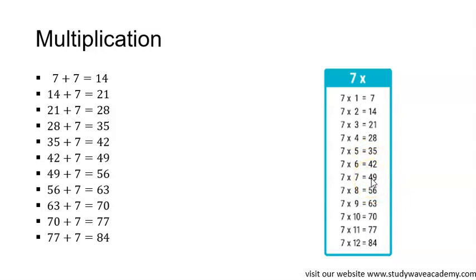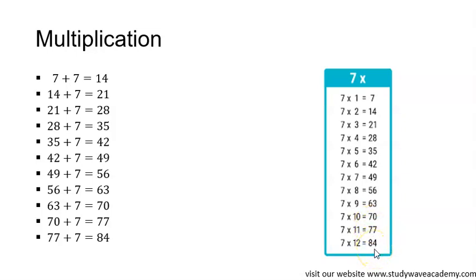Do you understand? 7 times 7, that means 7 plus 7 plus 7 plus 7 plus 7 plus 7 plus 7. Okay? It will give you 49. You have 49. When you add 7 to 49, you're going to have 56. 7 times 8 is 56. You add 7 to 56, you are going to have 63. You add 7 to 63, you are going to have 70. You add 7 to 70, you are going to have 77. You add 7 to 77, you are going to have 84.